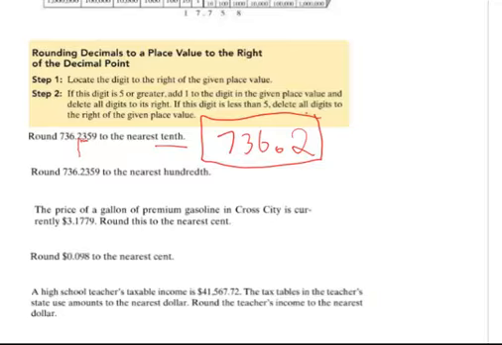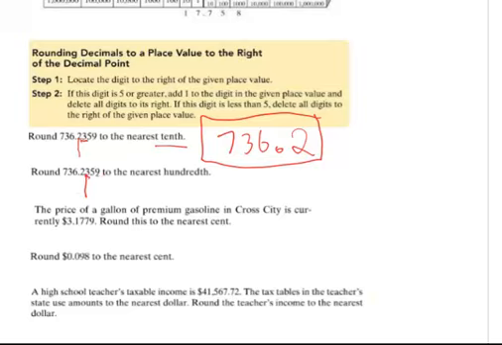It says we're going to round 736.2359 to the nearest hundredth. So the hundredths position is the second number to the right after the decimal point. In this case, it's the number 3. That's the number that I want to round.